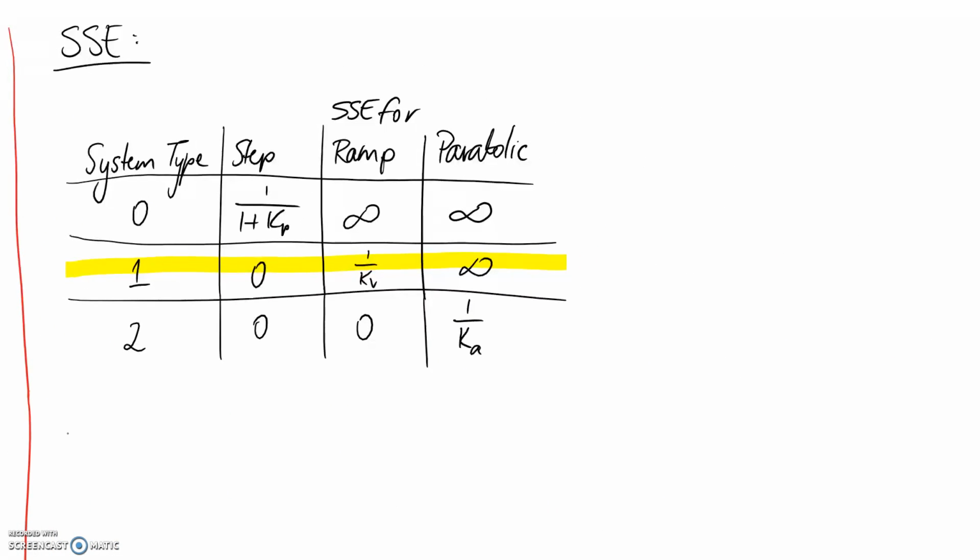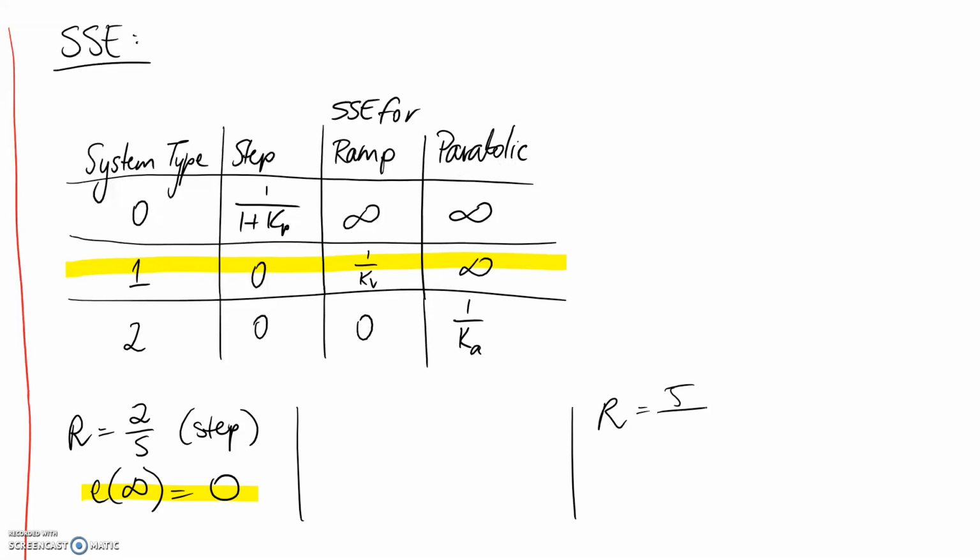Alright, so when R is equal to 2 on S, that's a step. So looking at our table, system type 1 step input, that's going to mean that no matter what, we've got a steady state error of 0 for that system. Let's now deal with the parabolic one, because that one's also pretty easy. So we said we had an input of 5 on S cubed, which was parabolic. So as a result, looking at this table, type 1 system, parabolic input, no matter what, this is going to be an infinite steady state error.